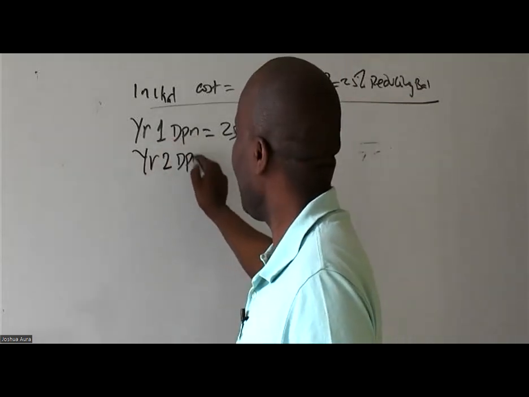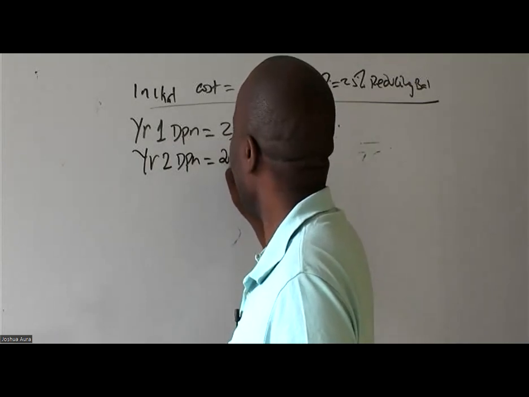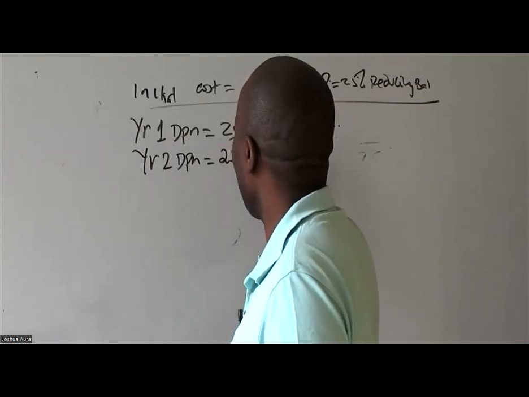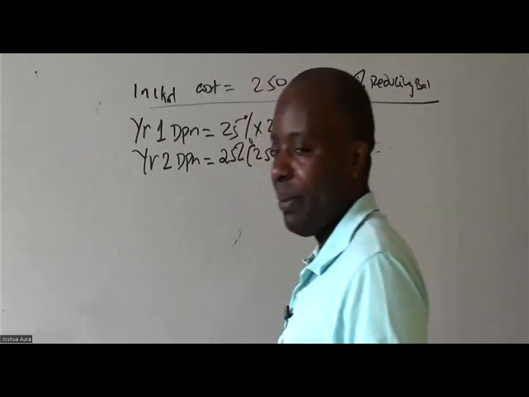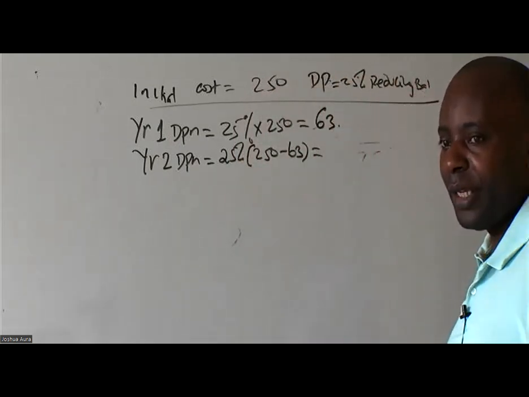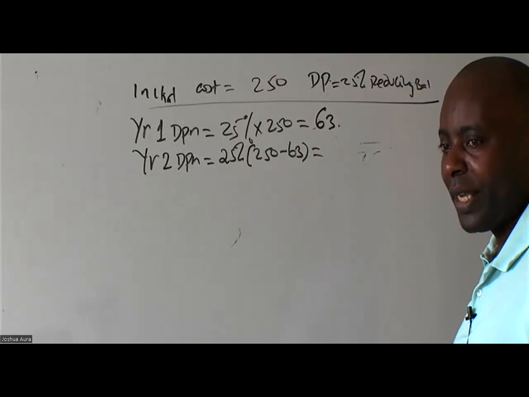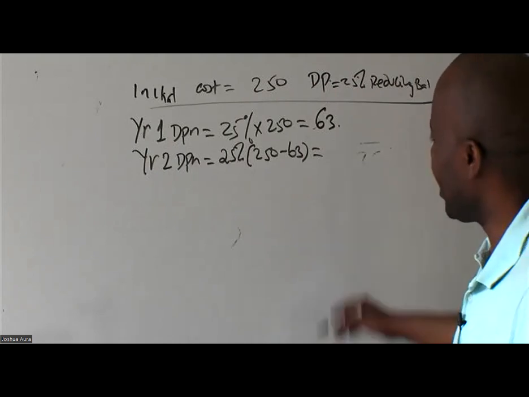Now, let's go to year 2 depreciation. Year 2 depreciation will be 25% of the reduced balance, which will be 250 minus 63. Which will be how much? Year 2, I mean. Whole number. In the exam you will put decimals, 2 decimal places. I put the whole number of 47.